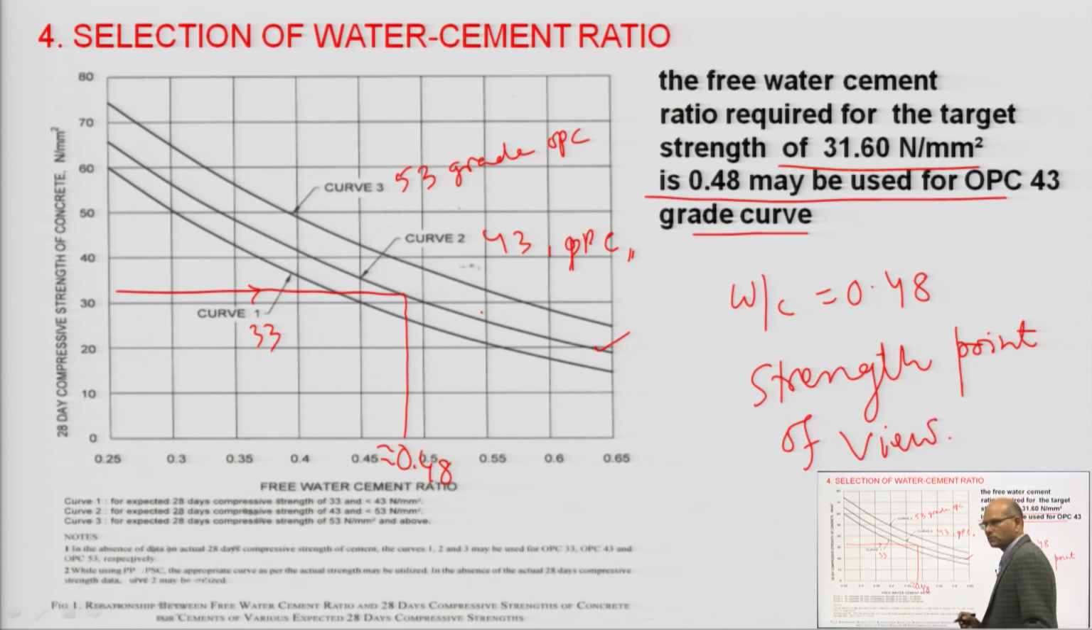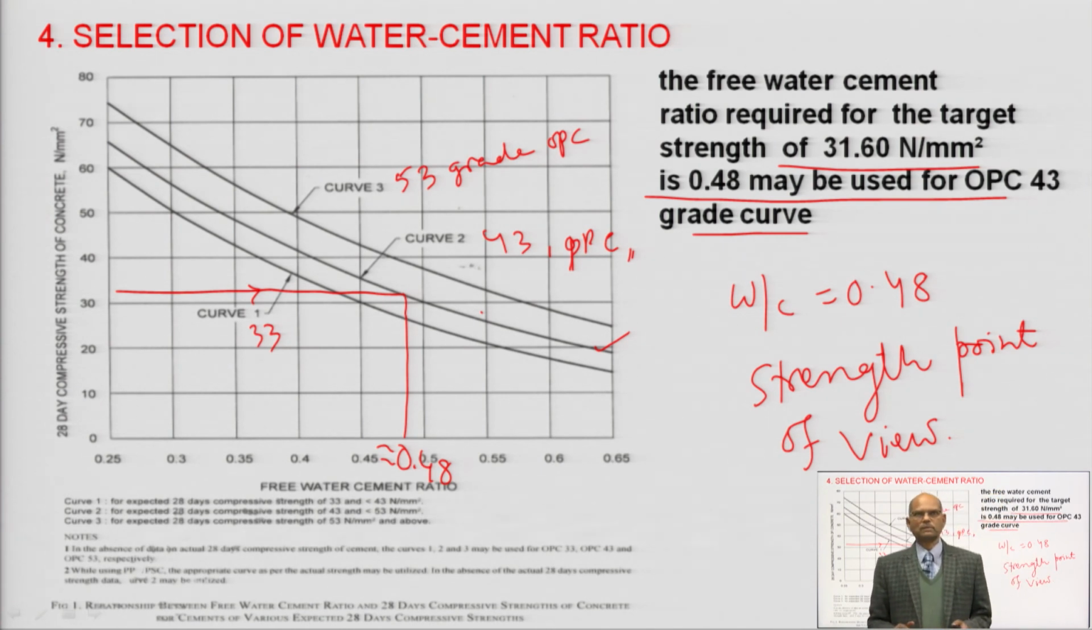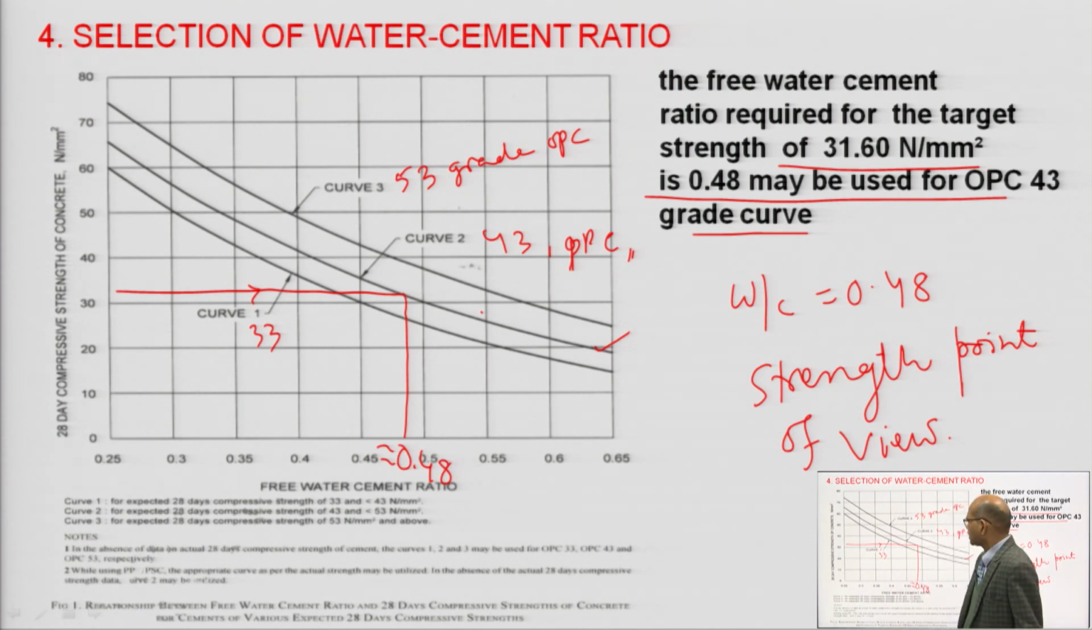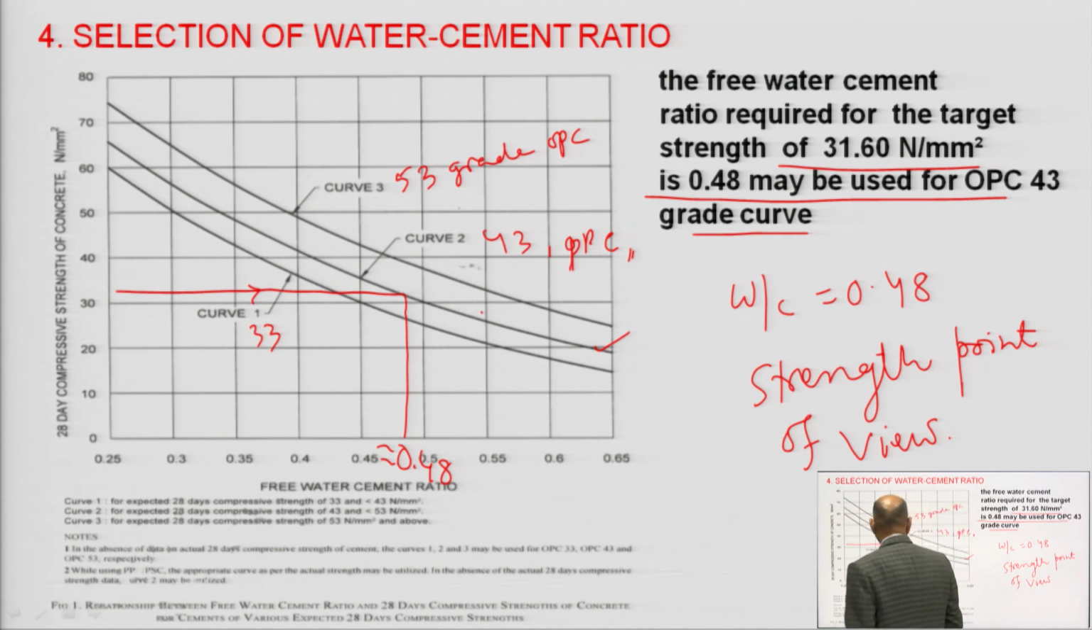So, now we have to consider the durability aspects. For durability requirement also you have to consider the water cement ratio. If your water cement ratio is more than 0.48, you will not be able to get this strength of 31.60. So, that is our mean target strength required. So, now we will see the requirement of durability condition also. Out of this, this is very important.